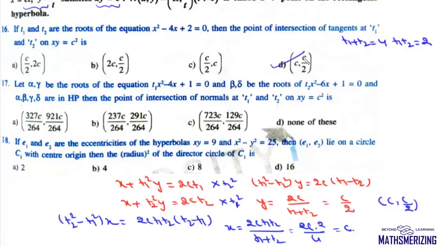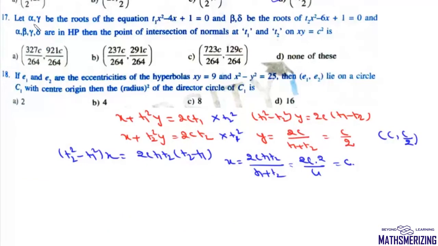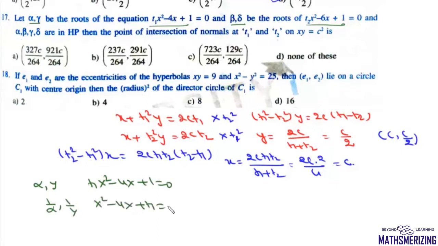and that's your option D. Now 17th part is, if alpha, gamma are the roots of this equation and beta, delta are the roots of the other equation, and alpha, beta, gamma, delta are in HP, then point of intersection of normals at t1 and t2 on xy equals c square is. Now we know that if alpha and gamma are roots of the equation t1 x square minus 4x plus 1 equals 0, then 1 upon alpha and 1 upon gamma are roots of the equation x square minus 4x plus t1 equals 0.